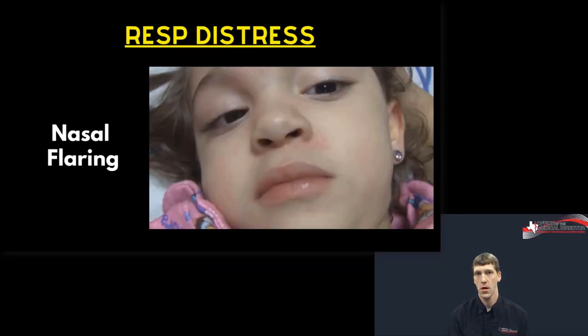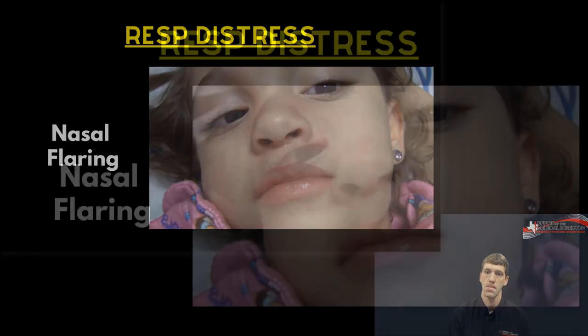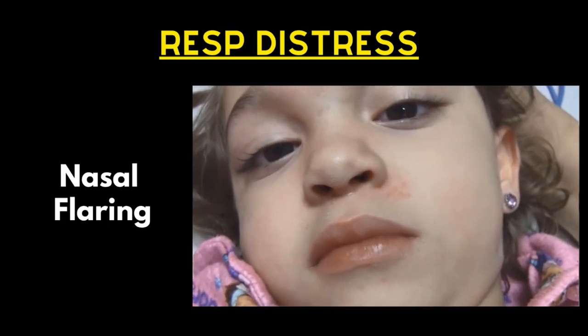Now this is nasal flaring in a little bit older child. Again, just focus on the nostrils on this one. She's in the emergency department being treated for essentially a new onset asthma or respiratory distress type of picture. That's what nasal flaring can look like.